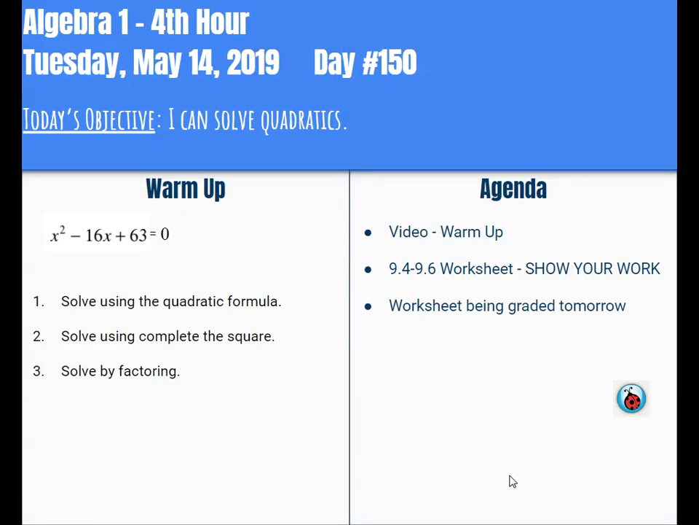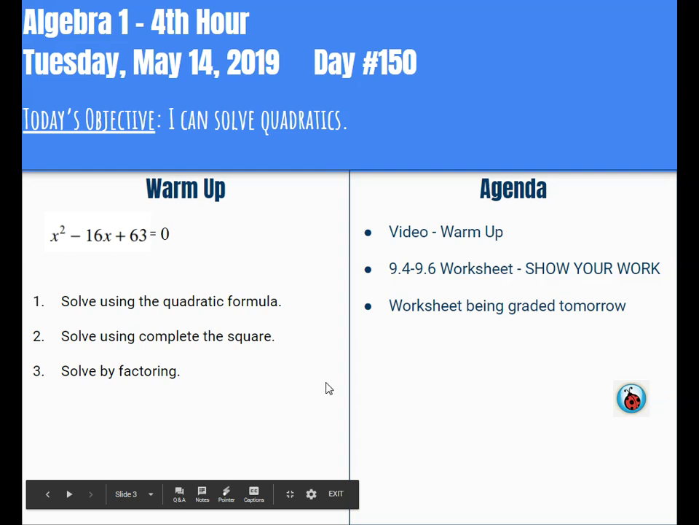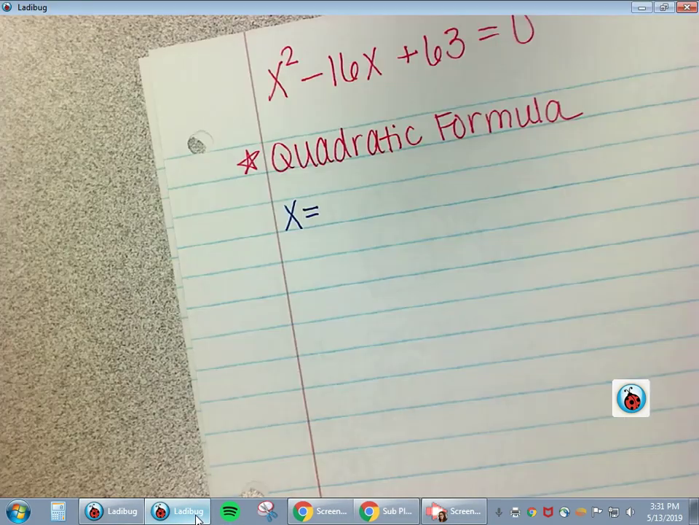I'm going to walk through with you the plan for today, Tuesday, May 14th, while I am not there. First things first, we're going to walk through this warm-up together, and then I'll show you about the 9.4 through 9.6 worksheet, and then we'll go from there. So let's first look at this warm-up. We've got a quadratic, and we're going to solve it in 3 different ways. I'm going to try to kind of prove a point here with showing you these 3 ways. So let's jump right to that.